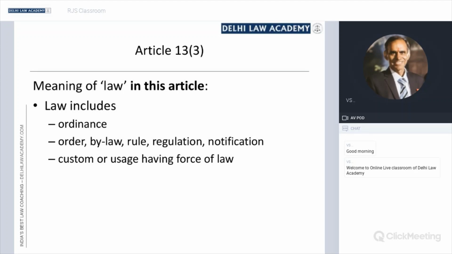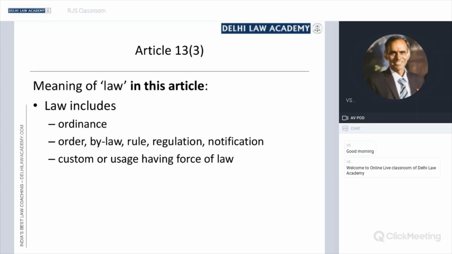And for this purpose, the definition of law has been given a wide meaning. Article 13, Clause 3 says law includes ordinances, orders, bylaws, rules, regulations, notifications issued by the executive authorities, and then customs or usages having force of law. And of course, the ordinary meaning of law, that is the law made by the legislature, is definitely included. It's an inclusive definition, so the scope has been widened.